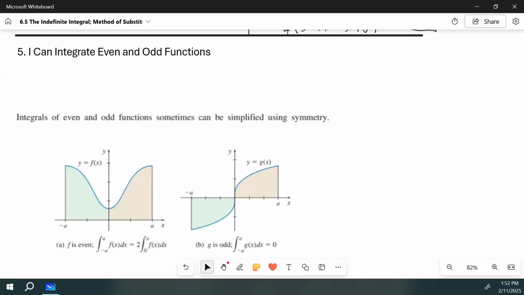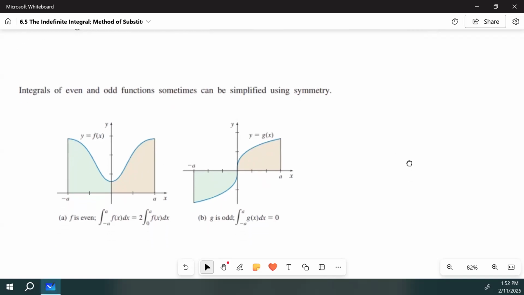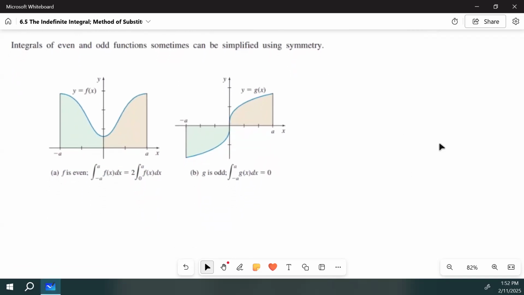Hi guys, Mr. Antonucci here, and we are in our last and final video for section 6.5, indefinite integral method of substitution. Our target is I can integrate even and odd functions. So, turns out that integrals of even and odd functions sometimes can be simplified using symmetry.